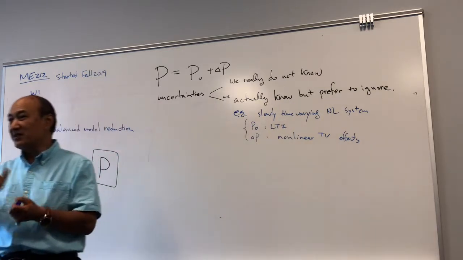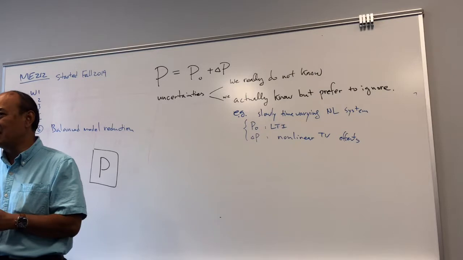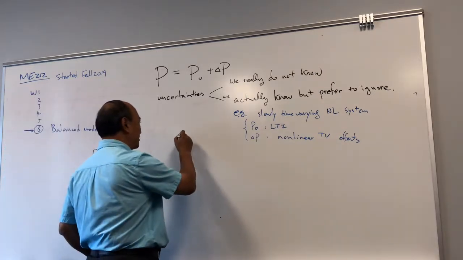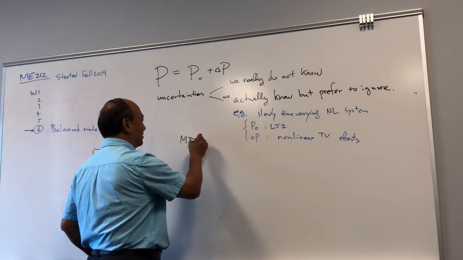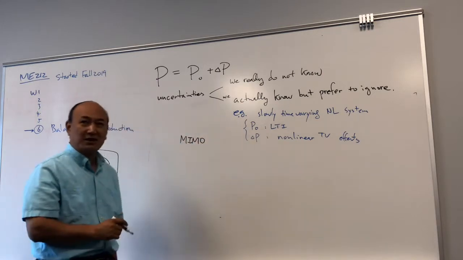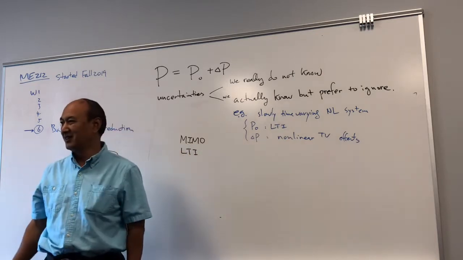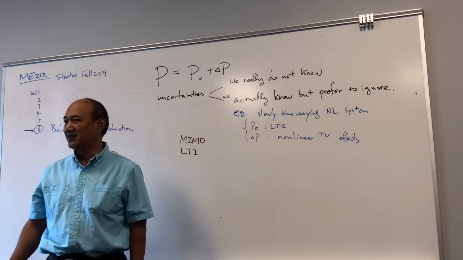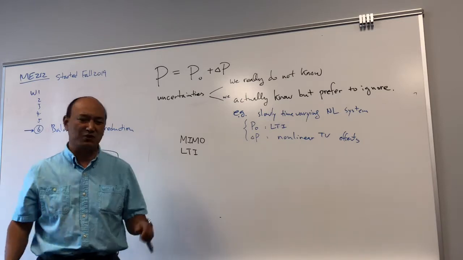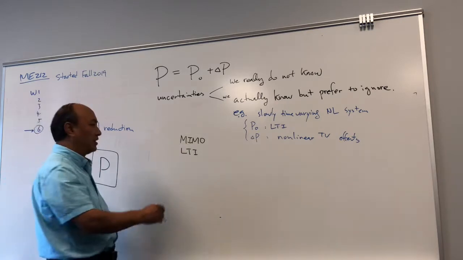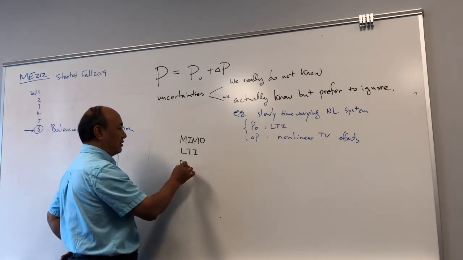So if somebody said, oh, you learned MIMO linear control, and so we learn a lot of linear time invariant systems, you cannot do any real world system controls. But you say, oh, by the way, we also learn robust control.